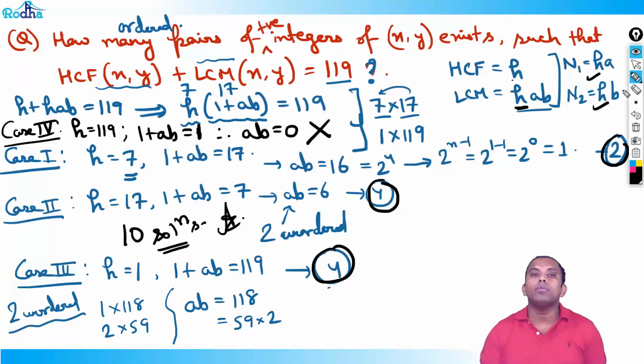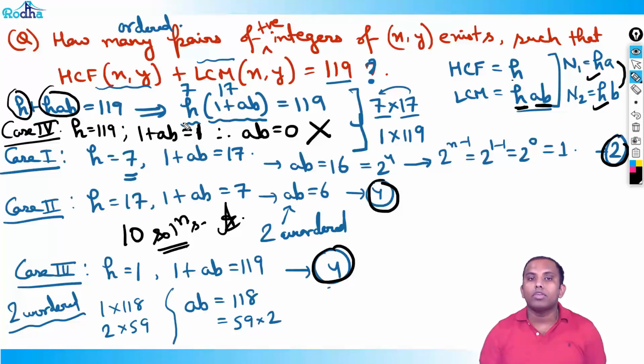What is the LCM of two co-primes? Their multiplication only, because they have nothing in common. LCM of 5 and 7 is 5 into 7, right? Because both are co-prime. So LCM of A and B is A into B here. Okay. So HCF is H, LCM is HAB. So I've written the equation here: H plus HAB equal to 119.